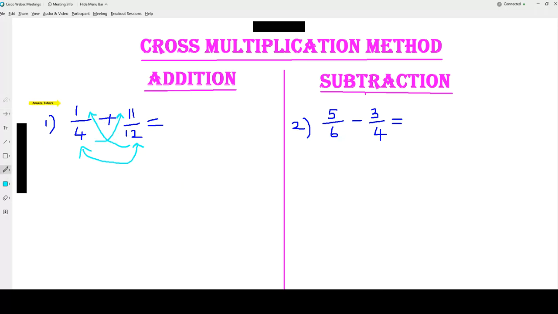12 and 1. Please do the left side first and then go for the right, even for subtraction. So 1 times 12 is 12, plus 4 times 11 next. 4 times 11 is 44. Now, don't forget to multiply the bottom numbers also. As you can see the arrow, 4 times 12, which is 48. Now, add the top numbers. 12 plus 44 is 56, divided by 48.